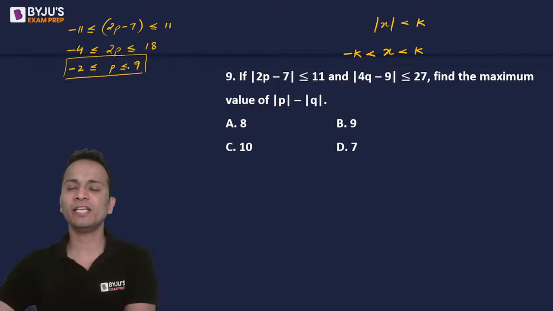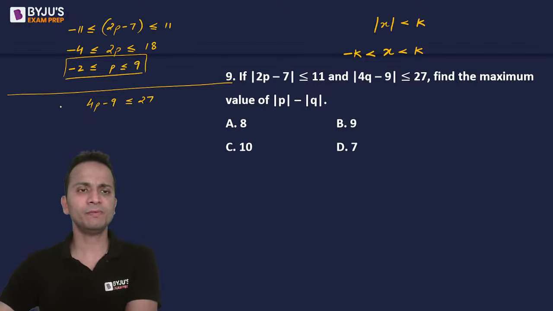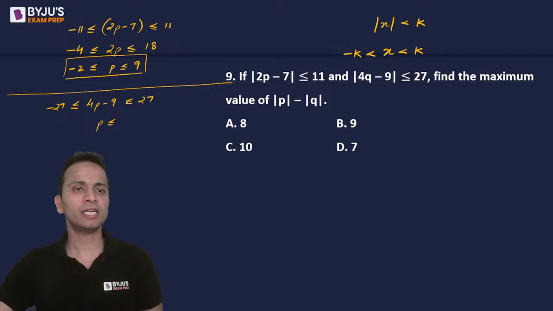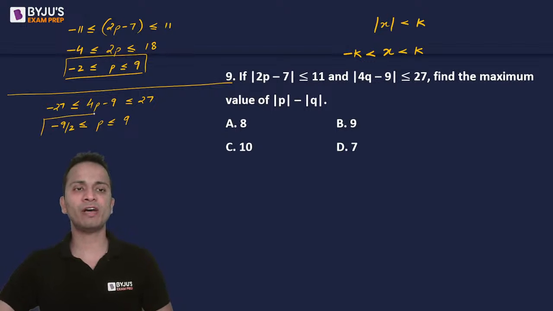Similarly, I'll get the range of values of q. Okay, so 4q minus 9 will be less than equal to 27 and greater than equal to minus 27. And I can say that q will be less than equal to 36 upon 4, that is 9, and greater than equal to minus 18 upon 4, that is minus 9 upon 2. So this is the range of values of q.